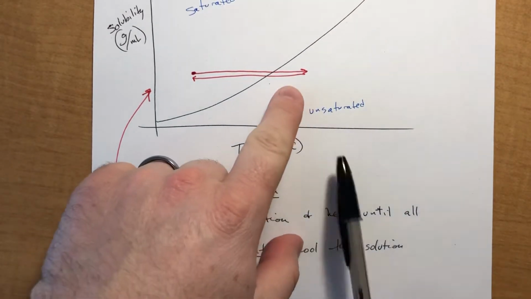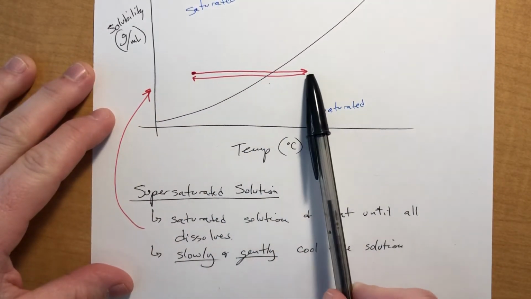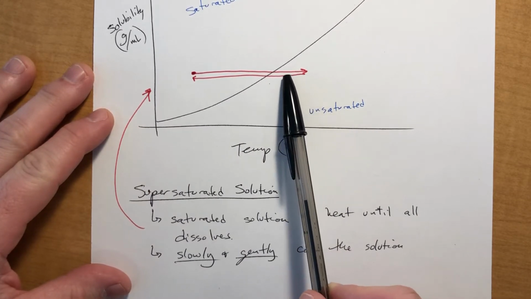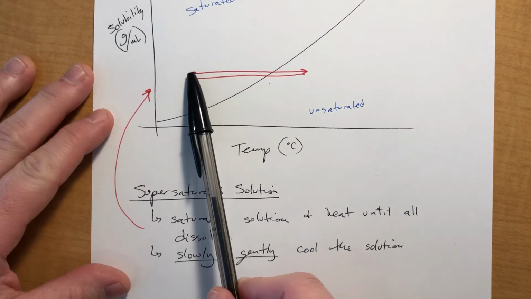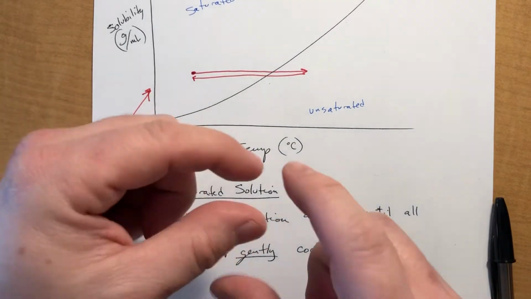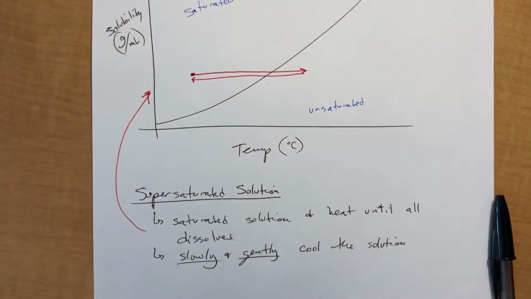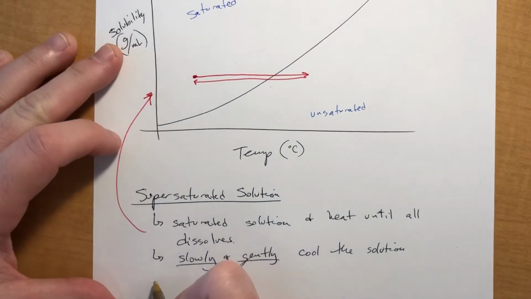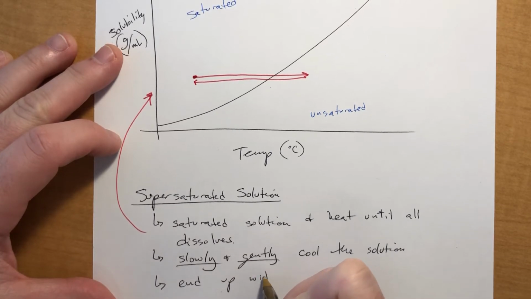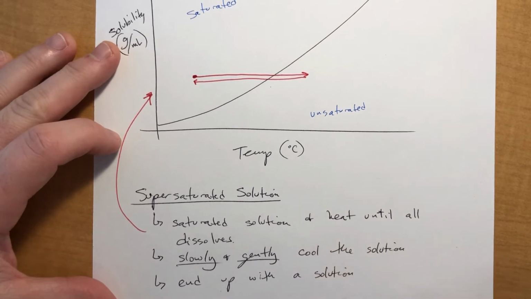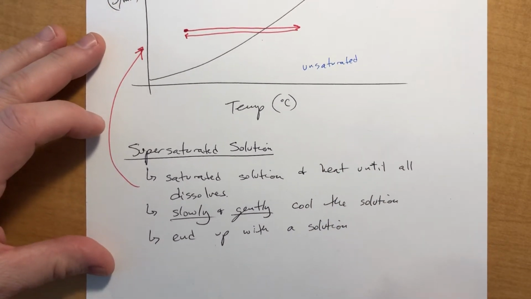So what happens is you end up providing enough energy to make it dissolve, and as long as you cool it slowly and gently, there won't be enough residual energy around to rip them back apart. Okay, and what you do is you end up with a solution above the solubility limit that is dissolved.